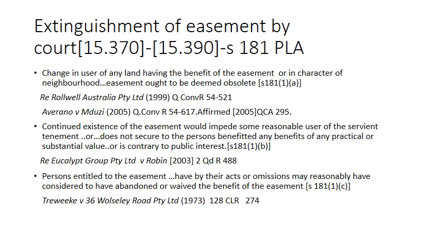So let's have a look at some examples. In Rollwell, Australia, an easement of right-of-way had not been used for any purpose since 1964. That was some 35 years before the application was brought, and parts of it were covered in heavy vegetation with a deep storm water drain running its length. In other words, the easement was really not usable in its current form and hadn't been for some time.